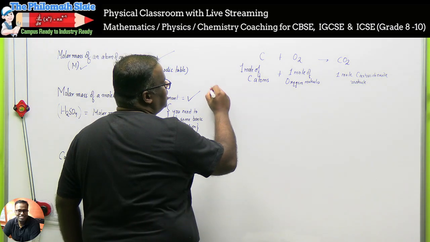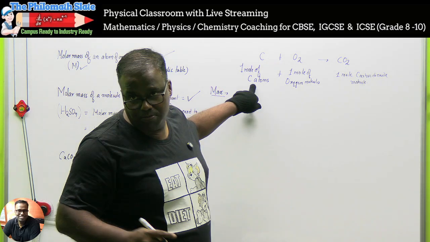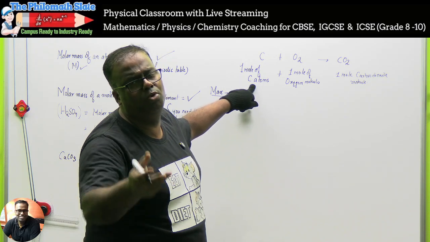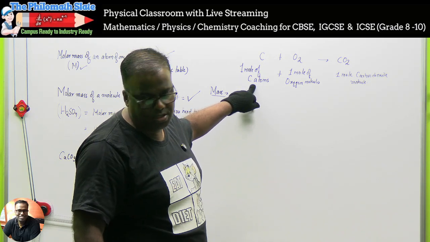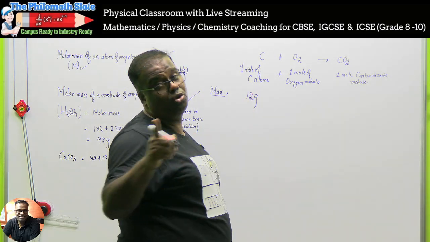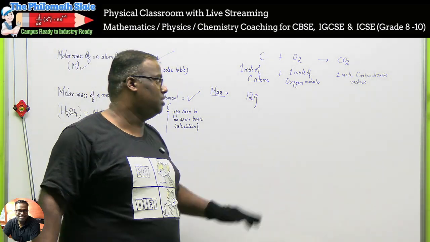Let's see the mass analysis now. We apply Avogadro's law. Mass analysis: mass of 1 mole is the molar mass. Molar mass means what? The mass of 1 mole. What is the molar mass of this? 12 grams. Now I am talking in exact terms. Exact 12 grams molar mass.